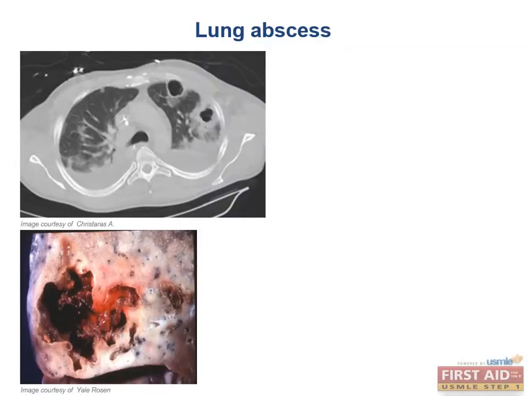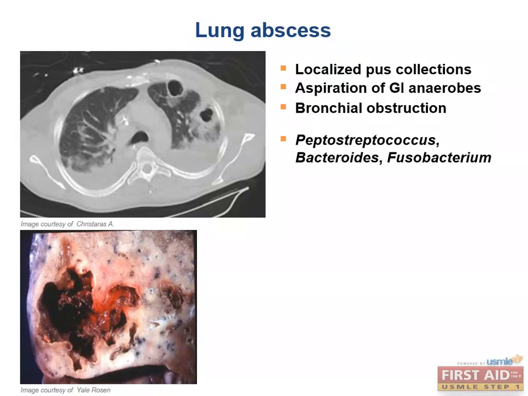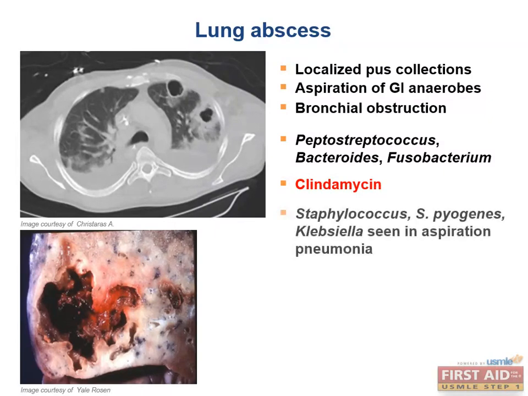Lung abscesses are localized pus collections in the lung parenchyma. Lung abscesses are most often due to aspiration of GI anaerobes. You can also get it from bronchial obstruction, such as a lung cancer. In general, these folks are sick, malnourished, older, or debilitated in some way. The typical bugs are anaerobes, like Peptostreptococcus, Bacteroides, or Fusobacterium, and they typically respond to clindamycin. Aerobic bacteria, like Staph, Strep pyogenes, and Klebsiella, can also do this, especially in what setting?